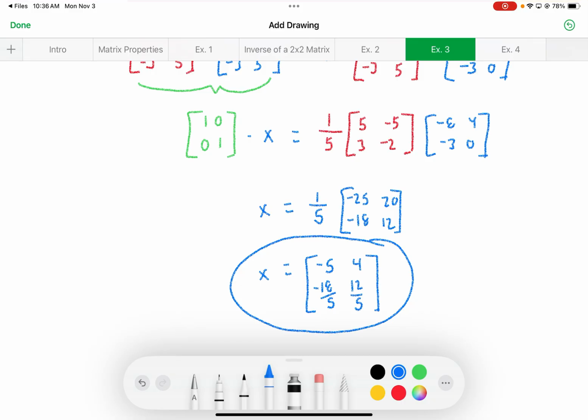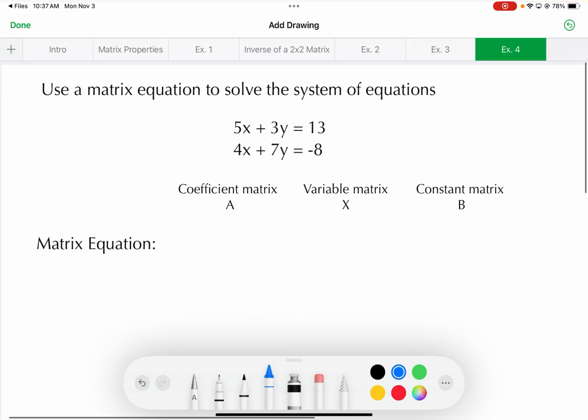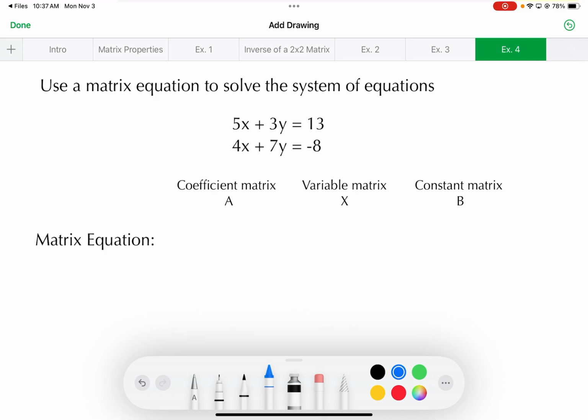All right. Now let's use an inverse of a matrix to solve a system. Okay? So I got a 2x2 system here, and what we're going to do is create a matrix equation from it and then solve that system using inverse matrices. All right? So the matrix equation, in order to create it, you want your system to be in standard form, which both equations already are.